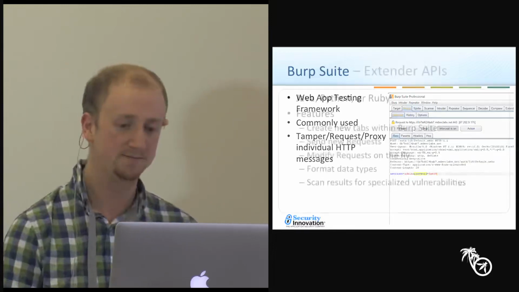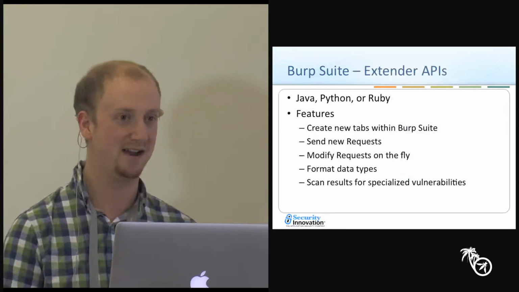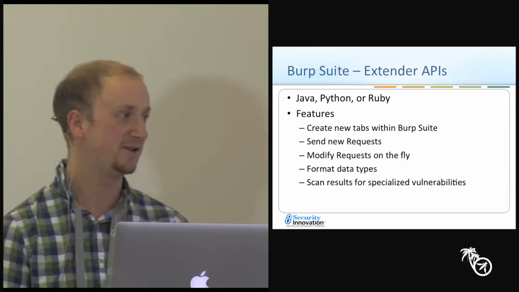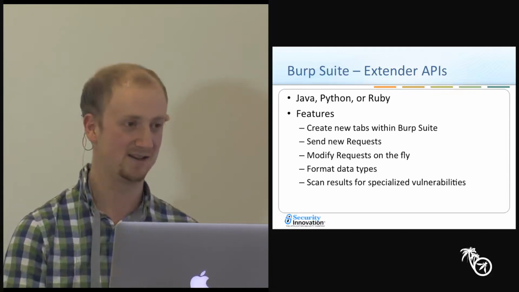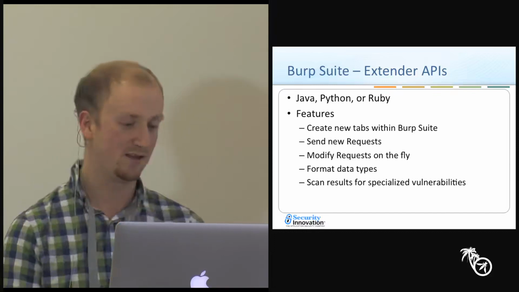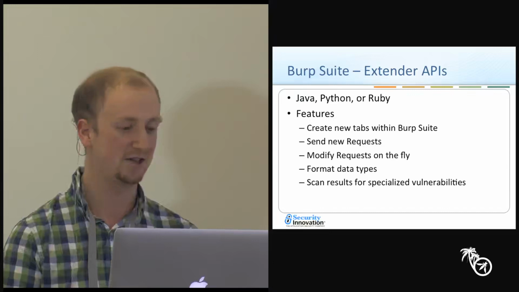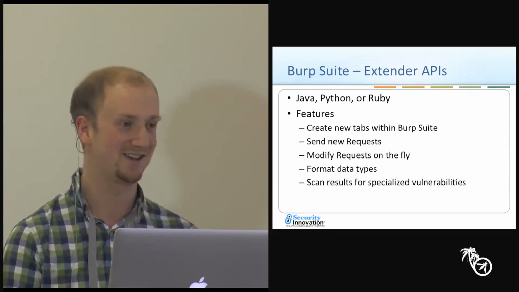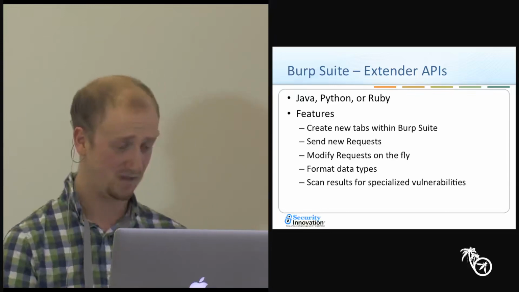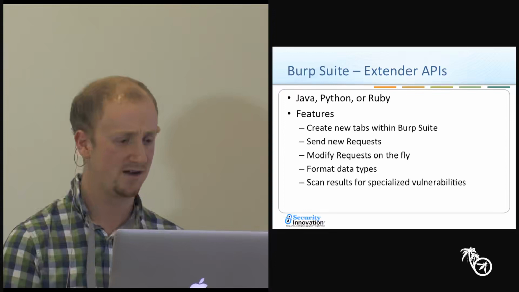And luckily, Burp Suite has this extender API that it added a few years ago. This allows you to basically customize Burp and add new features to it by using their APIs. Really, really nice. They have the APIs in multiple languages, which is great. Burp is written in Java, but they also support Python and Ruby. And I'm a Python guy, so I thought that's perfect. I'll just use Python.